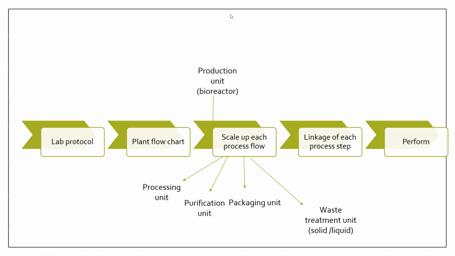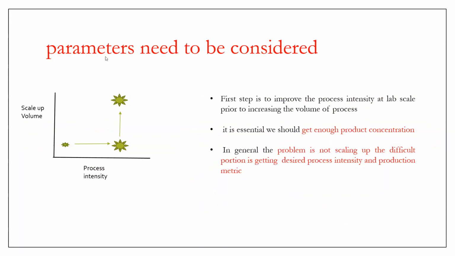and waste. And as an engineer, as an industrial biotechnologist, you have to link each of the steps. You have to optimize each of the steps. You have to verify each of the steps. You have to do risk assessment at each of the steps so that the life cycle of your bioproduct is maintained properly. Okay. So the parameter is that you focus on increasing the process intensity.